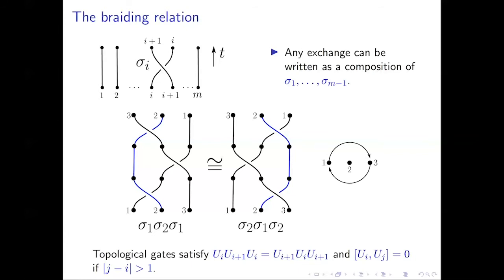So this is a completely universal relation that has to be satisfied by any topological quantum gates in 2D. And there is also this commutative relation, which says that if we exchange different pairs of anyons, they do not talk to each other, basically, so we can do it in any order. So i minus j should be strictly bigger than one.